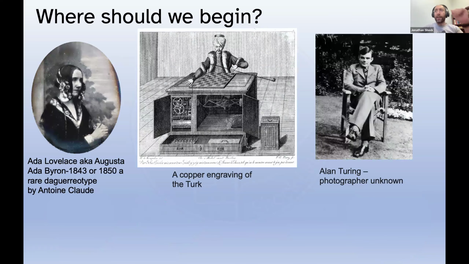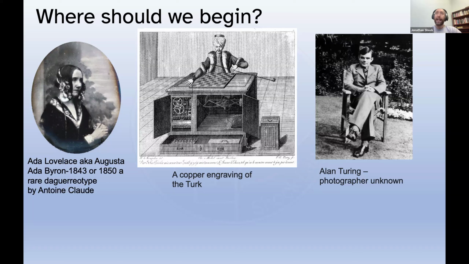So we might ask the question, where do we want to begin with a talk like this? We could start in the mid-19th century with Ada Lovelace, who was really the first computer programmer. Charles Babbage had invented the difference engine, although it hadn't been built. It was a theoretical computer at the time. And Ada Lovelace showed how one could program such a computer. So she was really the first software engineer, the first computer programmer.